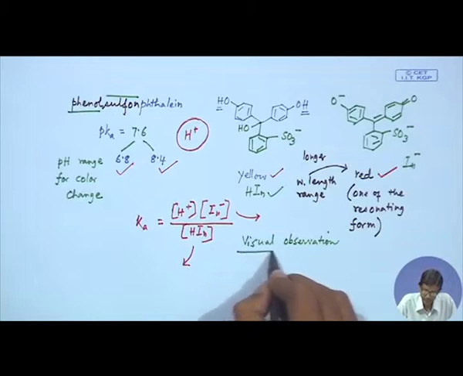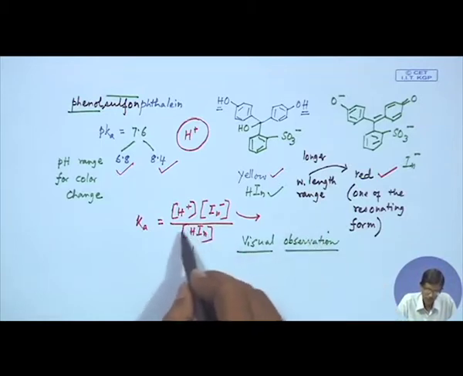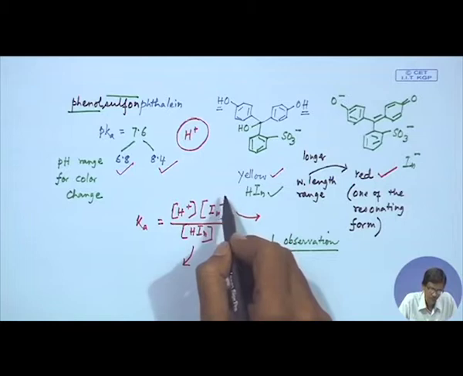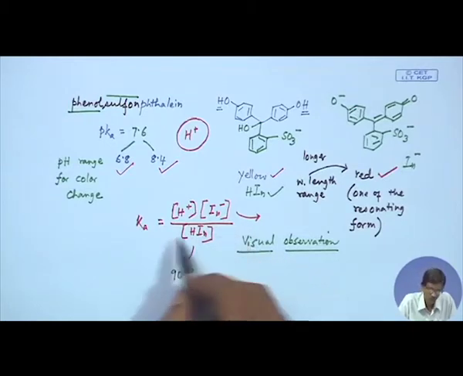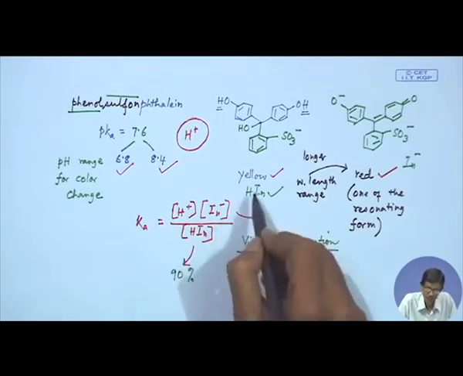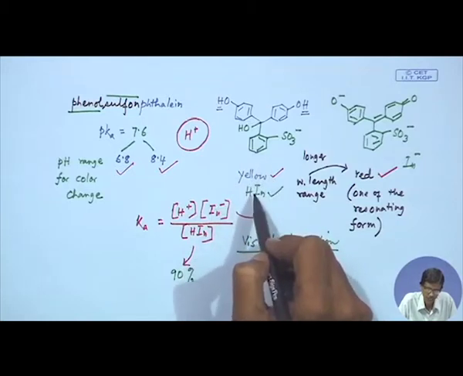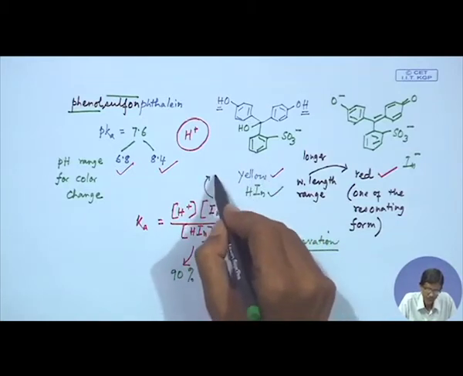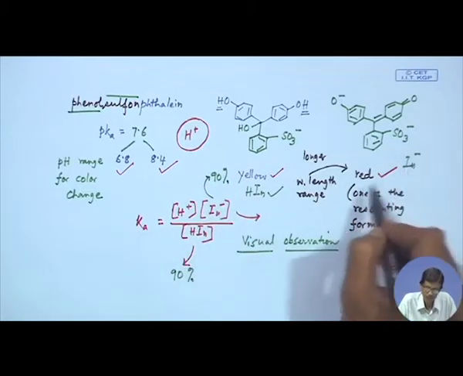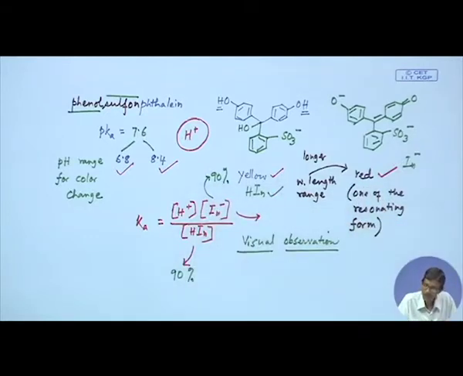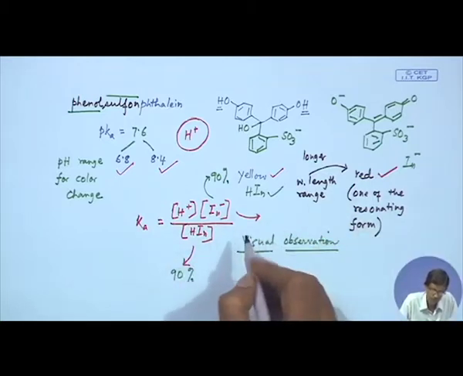What we get for this is: what is the color of this species and what is the color of that species. When they are present mostly at a concentration of 90%, the color of this species, that means the yellow color, will be dominating, and when the anionic form is present at 90%, red color will be dominating. So, that corresponding ratio is 10 to 90%, or 1 to 9.